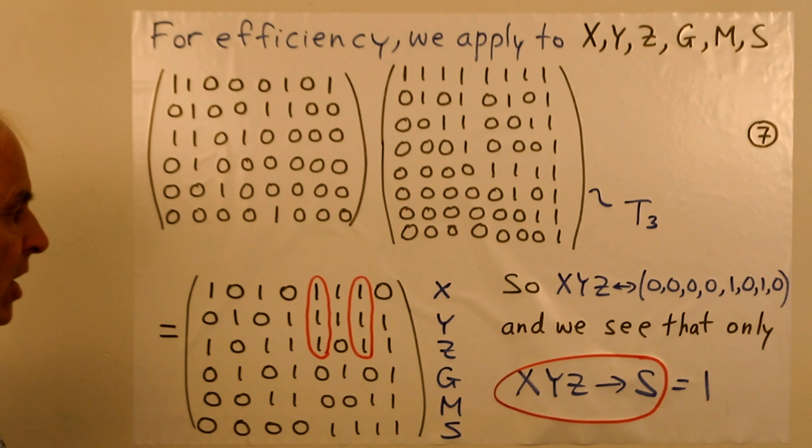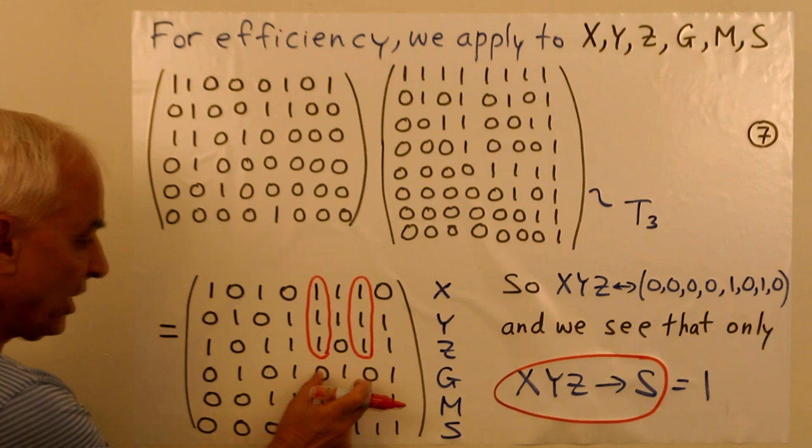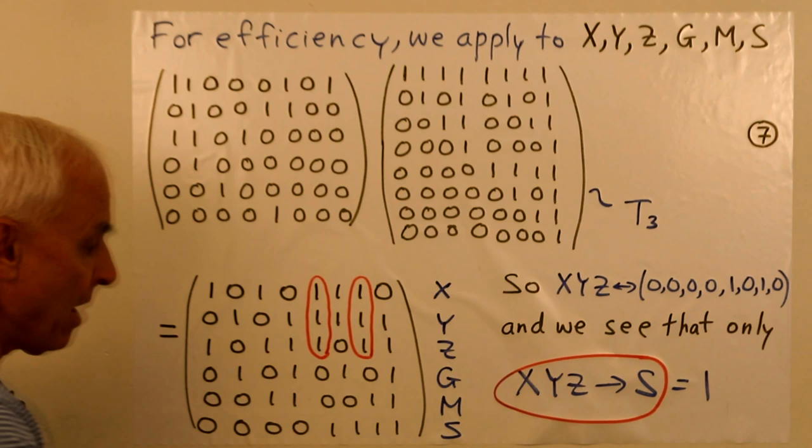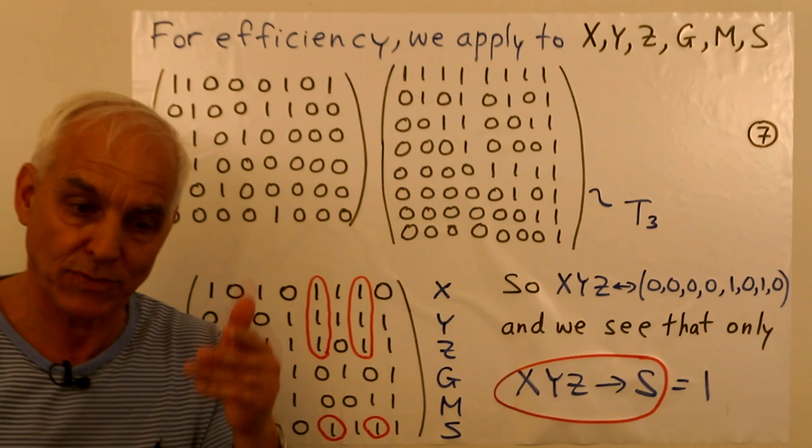We want X, Y, Z to imply one of these things. What does that mean? It means that whenever the product is equal to 1, we want the conclusion to also be equal to 1. So we have to look in these columns only for a row which also has values 1 in those columns. So G does not have 1s, it has two zeros. M has a single 1, but the other one is a 0. But S is good because it has a 1 here and a 1 here. So whenever the product of the premises is true, in other words, we have a column of ones, then S is also true.